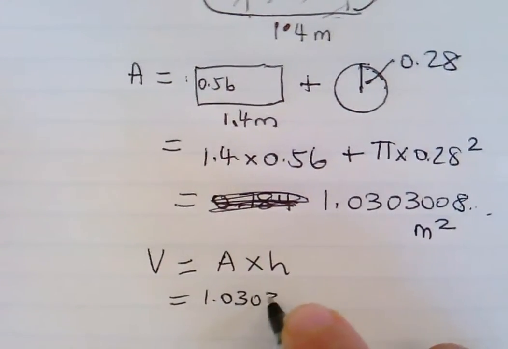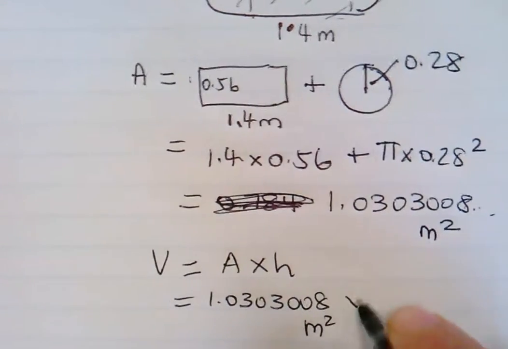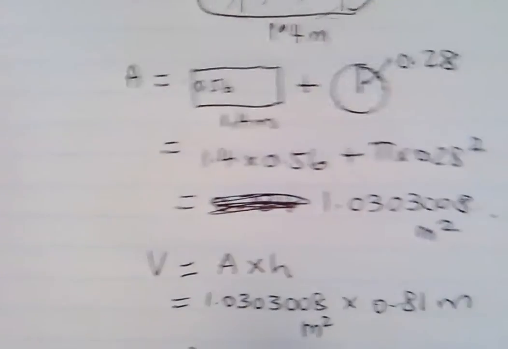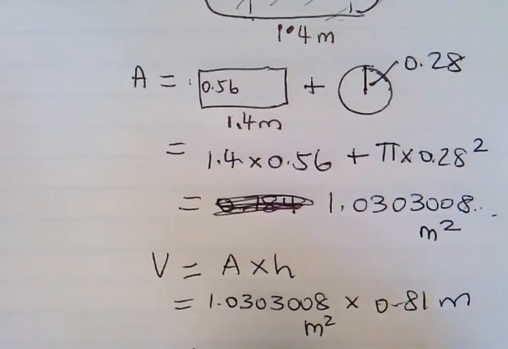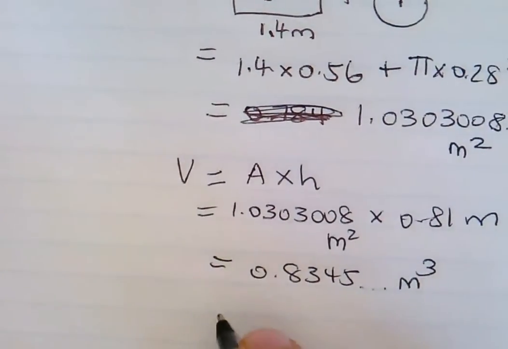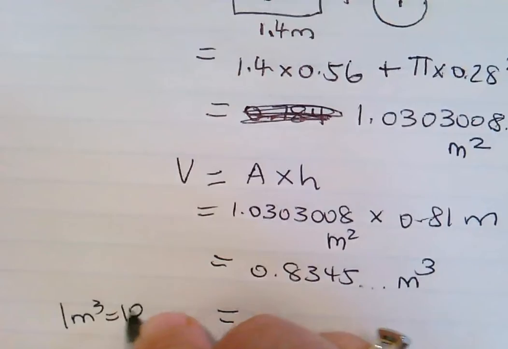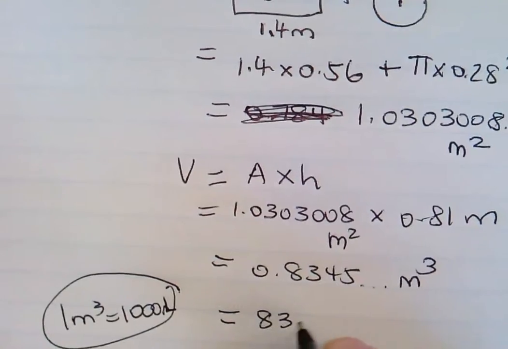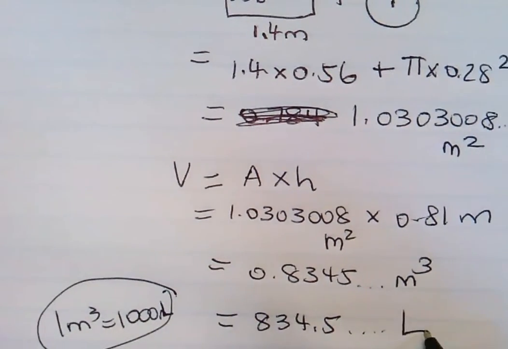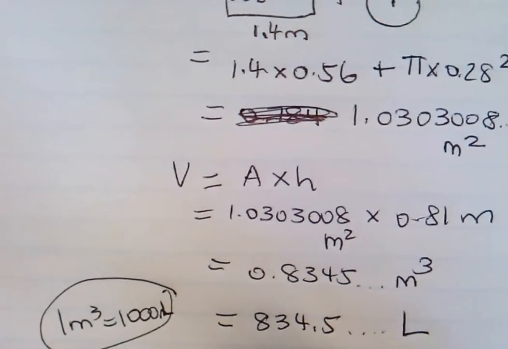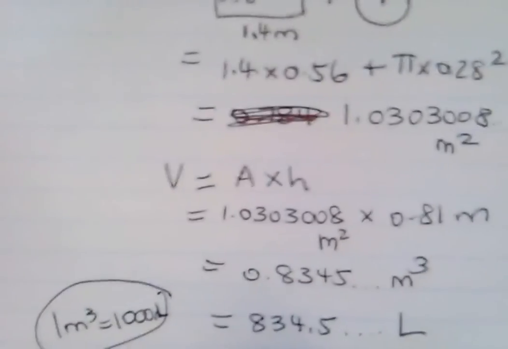So the volume is the area of the cross section times the height. It's 1.030308 metres squared times 0.81 metres, which is the height, which is 0.8345, etc. metres cubed. Now we know that 1 metre cubed is 1,000 litres. So therefore we times this by 1,000 and we get 834.5, etc. litres. And they want it to the nearest litre, which is 835 litres to the nearest litre. Okay?